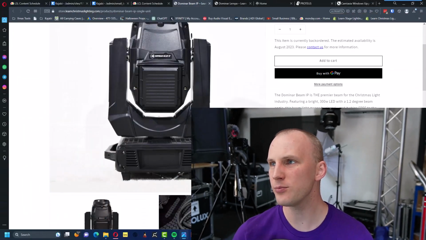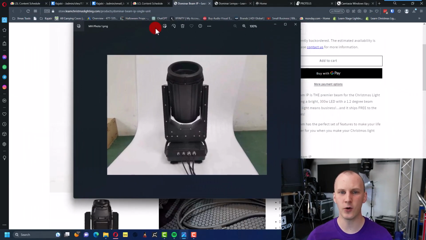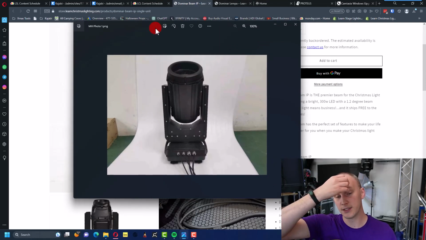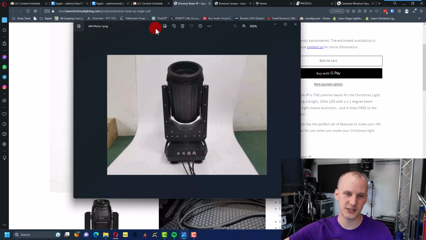So the first question, can moving heads be used in snow? The answer is, it depends. For example, just to pull a picture here, the kind of generic 380 watt type moving heads, and this is just a factory image that, you know, these are on the market.